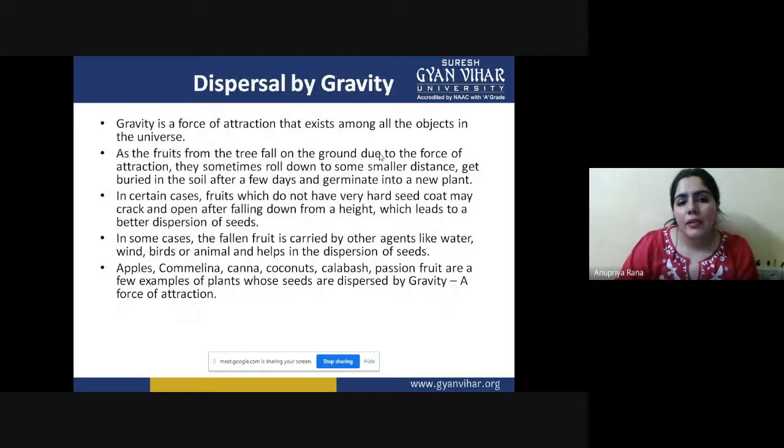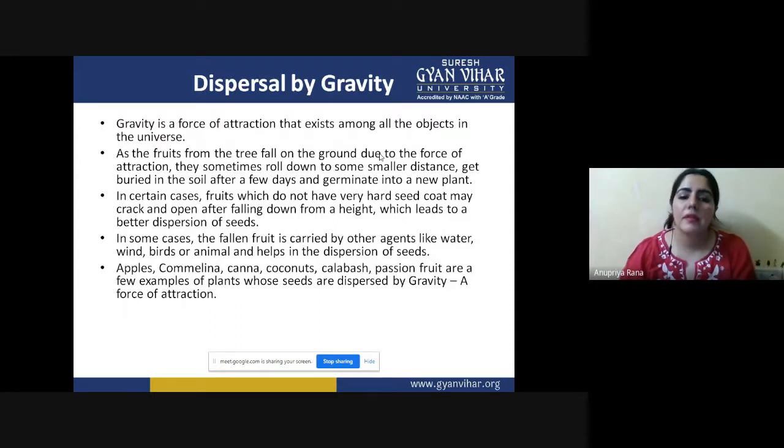Dispersal by gravity: gravity is a force of attraction and it is applied on all the objects in the universe. So here also, when the fruit falls, it falls by the force of gravity. Sometimes the fruit is not very heavy, and when it drops on the ground, it just falls off.